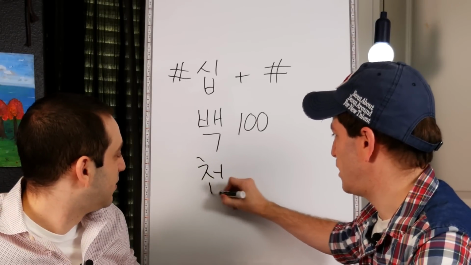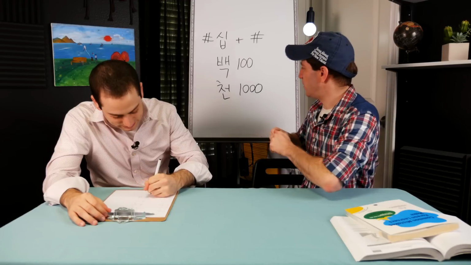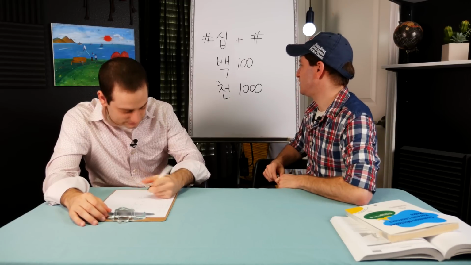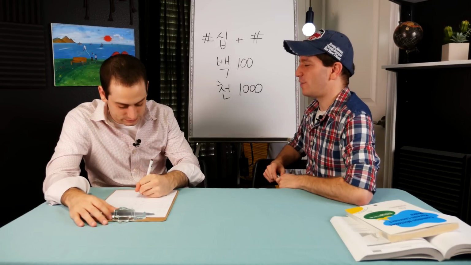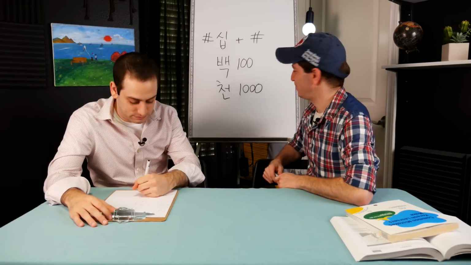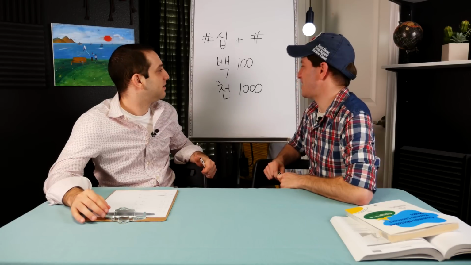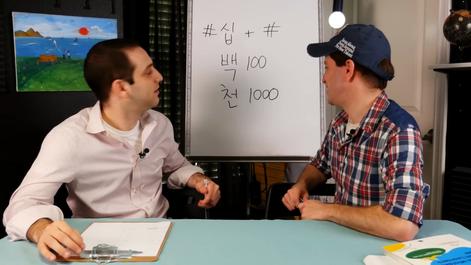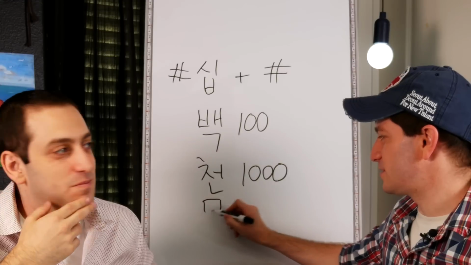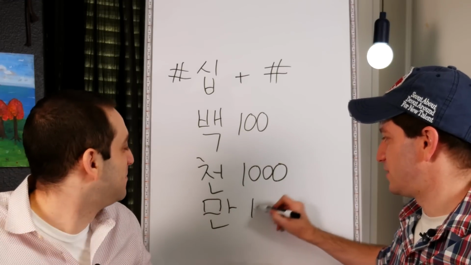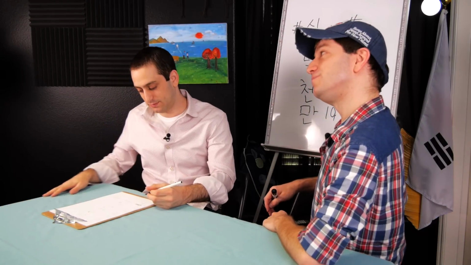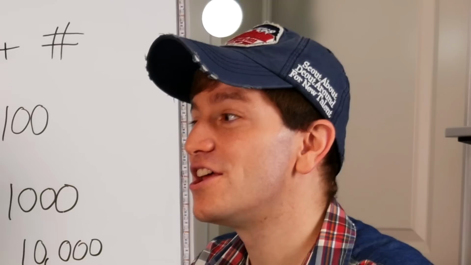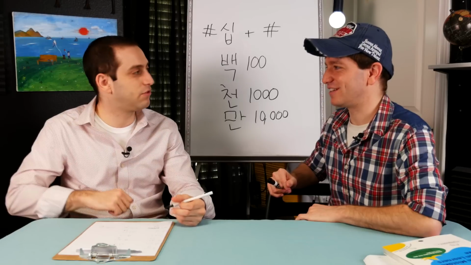So the next one is chun, and that's 1,000. So if you wanted to say 1011, how would I say 1011? 천십일. Yeah, 1011. And then how would I say 6,000? 육천. Yeah, 6,000. And then the last one we're going to do is 10,000. How would I say 11,000? 만천. Yeah, perfect. Manchon.